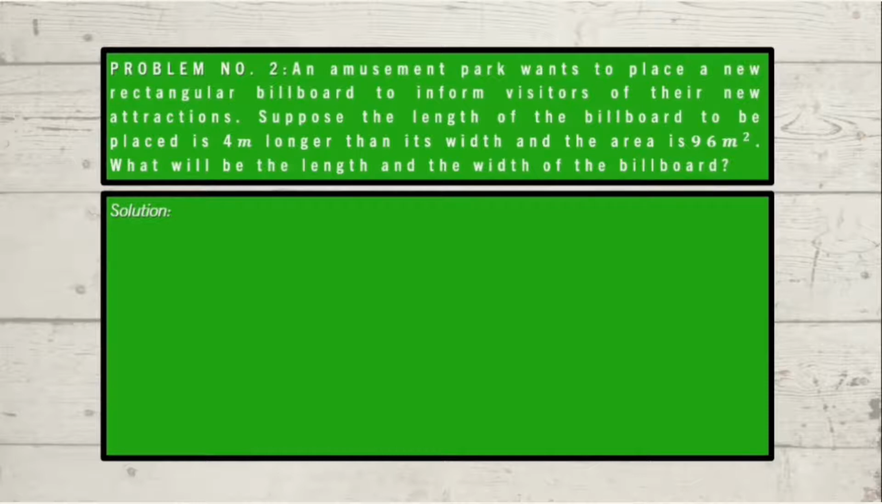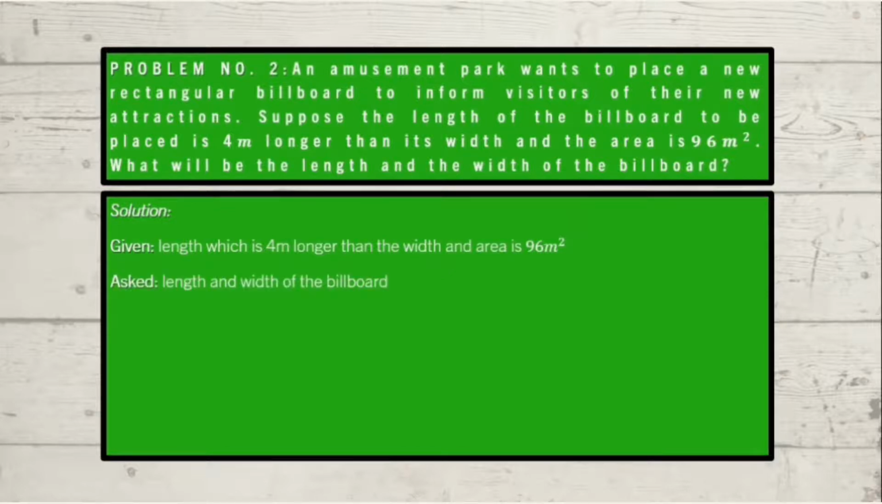For the analysis, let's identify the given. Our given are length, which is 4 meters longer than the width, and area is 96 square meters. What is asked in the problem? The length and width of the billboard. Next to that is the representation. Since the unknowns are the width and the length, let x be the width and x plus 4 be the length. So let's just write that.